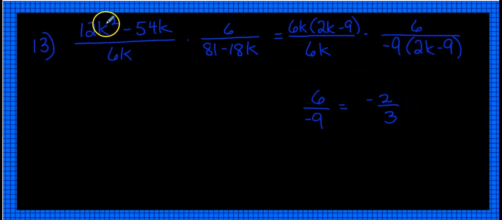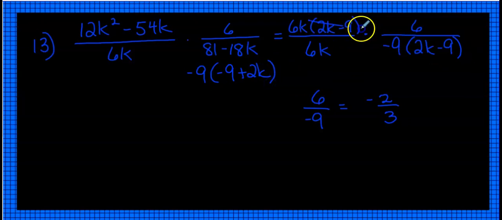I took out a 6k from here and took out that greatest common factor. The 6k here stays the same. The 6 stays the same. Here, again, I see I've got my variable in the second term, so I took out a negative number. And so if I take out a -9 here, I get -9 plus 2k, which is the same as 2k minus 9, so I can switch that around.